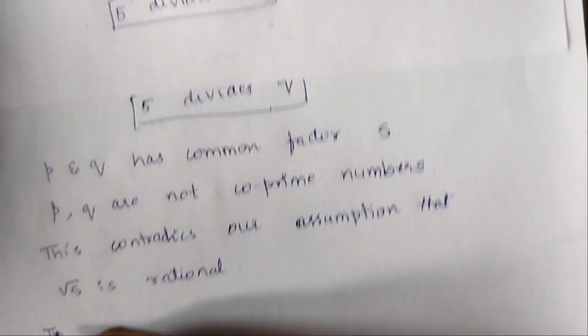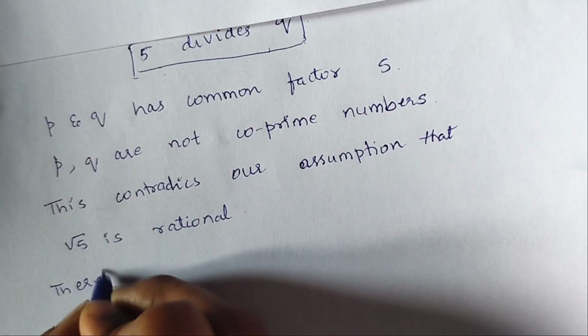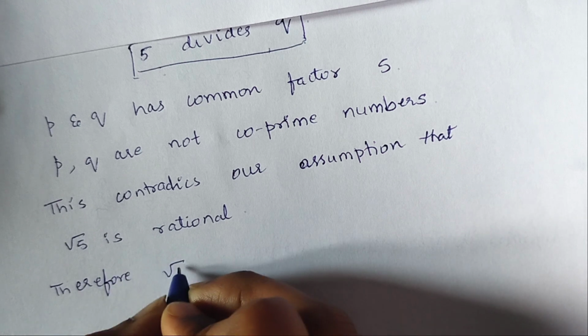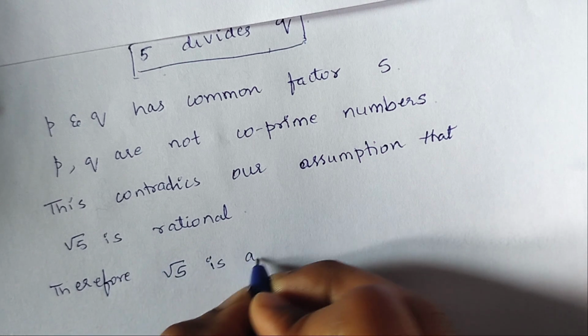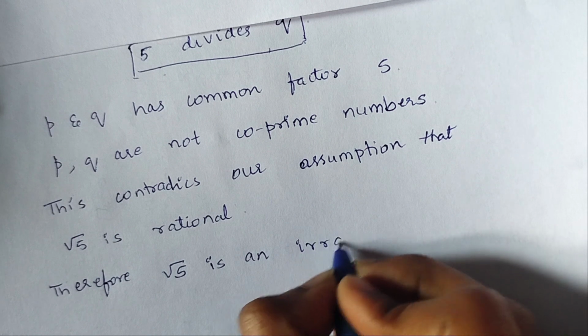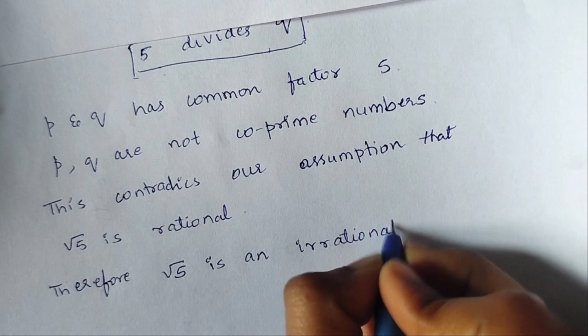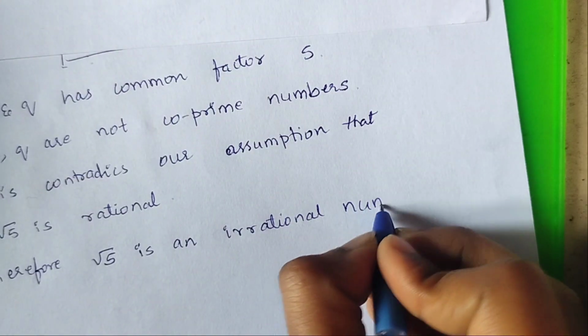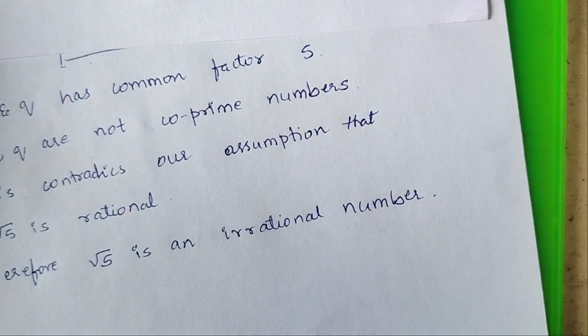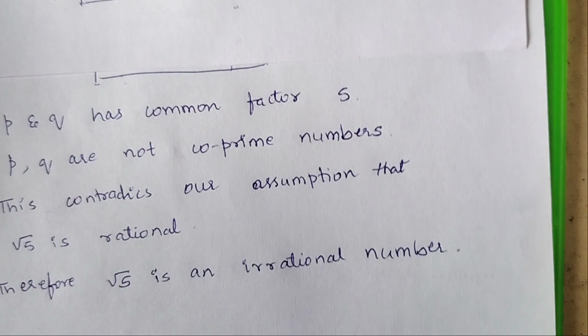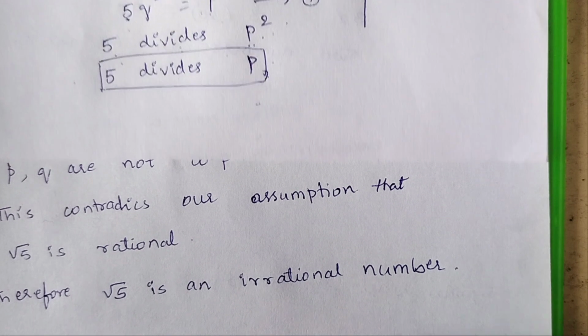Therefore, root 5 is an irrational number. So this is the proof for the given question. Very simple. You just have to get thorough with the theorem and with the concept.